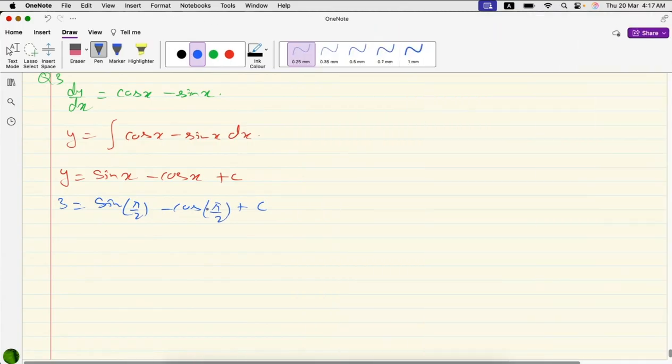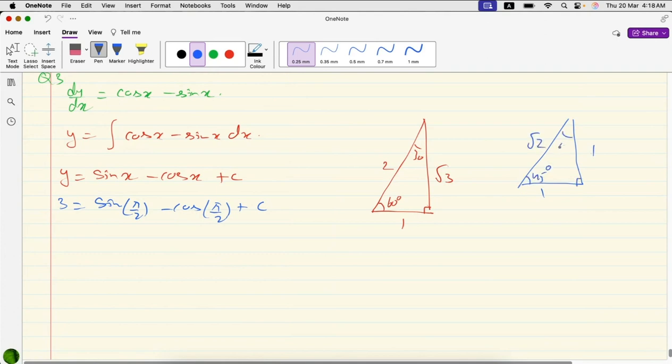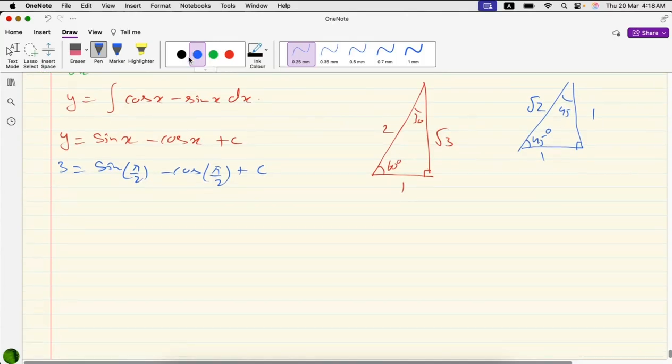Now there are two things we can do: either if there's a calculator, definitely you can use that, or else you would remember these triangles. This was 90, 30, 60 from trigonometry, with sides 1, 2, and square root 3. And then we had another triangle, which was 1, 1, square root 2, with angles 90, 45 degrees, and 45 degrees. Similarly, we can redraw them in radians. 90 is pi by 2.